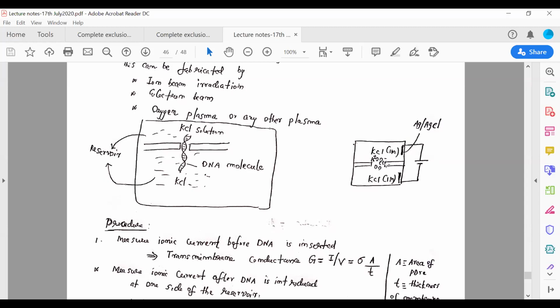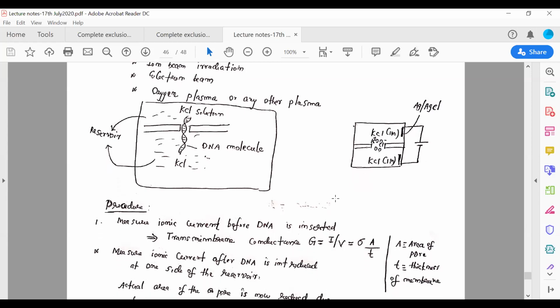Suppose this is very small, then nothing can pass through, so you don't get any current. This current will be very small. So this current is a measure of the transport of ions. Now see the conductivity. You can estimate the conductance. Conductance is nothing but the ratio of the current divided by the applied voltage, so I by V.